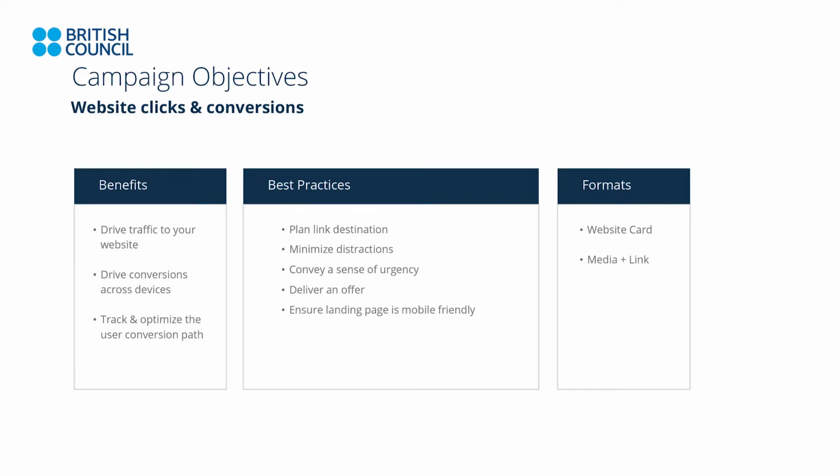What formats do you use for website clicks and conversions Twitter campaign? You can use a website card. You could also add just a media like an image or a video with a link as the caption.